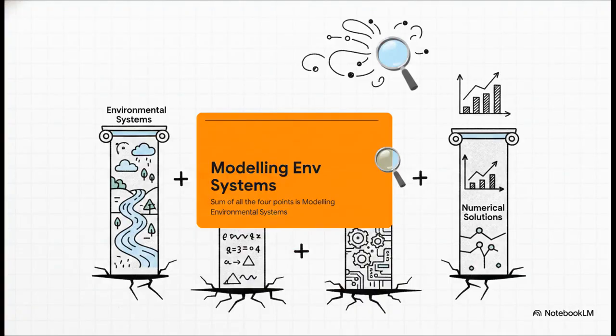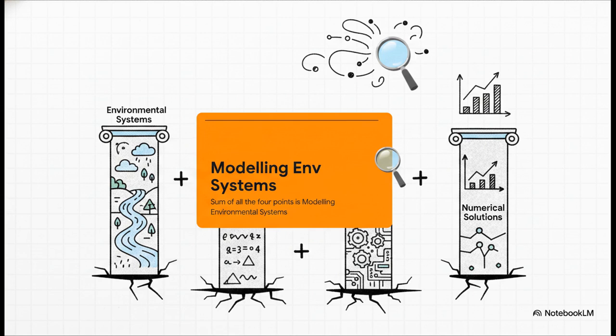So what exactly is modeling environmental systems? Basically, it's the sum total of the 4 points we just went over: environmental systems, plus mathematical equations, plus computer programming, plus numerical solutions. The absolute crucial thing to understand here is the deep, deep symbiosis of these pillars. It's like a giant puzzle. If you have a failure in data collection at the physical level, well, your mathematical equations inherit that initial flaw. Flawed math is going to break your computer code, and broken code renders that final numerical solution completely useless.